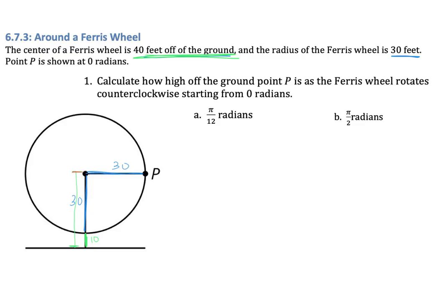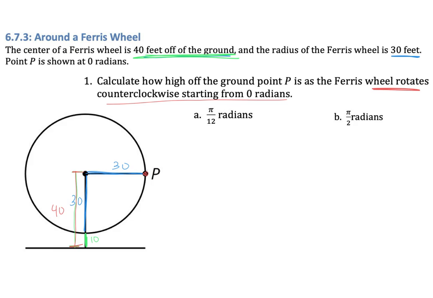Or in other words, we could say from the center of the Ferris wheel all the way down to the ground, that's 40 feet. So it says, calculate how high off the ground point P is as the Ferris wheel rotates counterclockwise starting from 0 radians. So how can we do that?